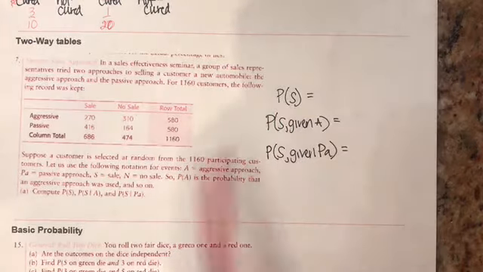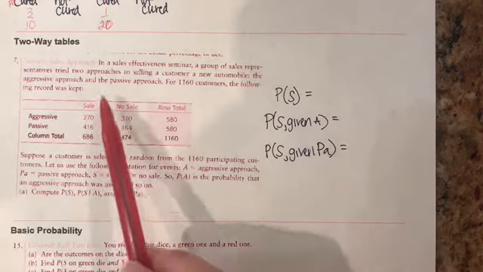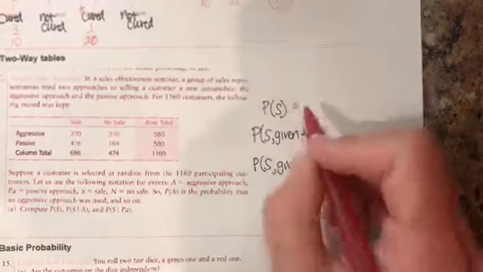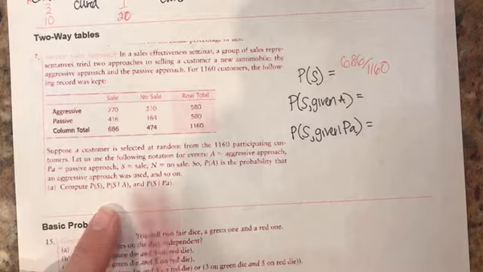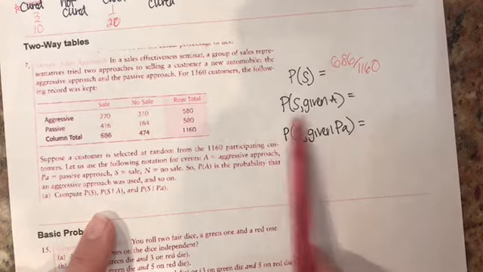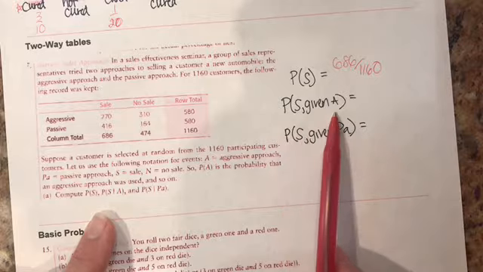So the first question, these questions, I just wrote them here. What's the probability they made a sale? It doesn't matter if they're aggressive or passive, just how many total sales are there? 686 out of 1160. Okay, this line means given that, but I'm going to spell it out for you like this on your test. So what's the probability they made a sale given they're aggressive?